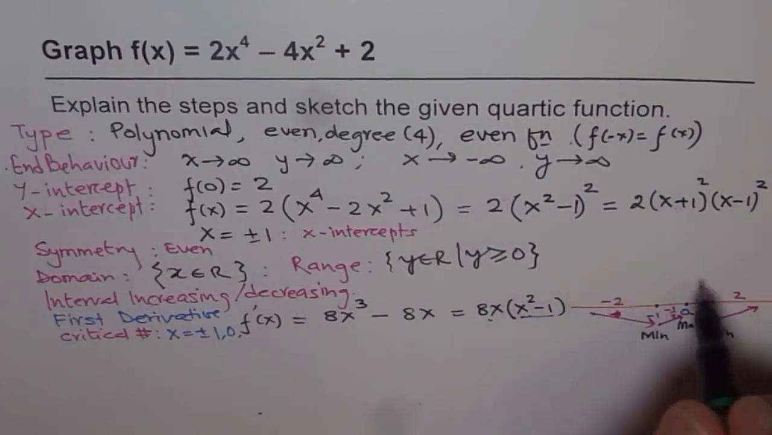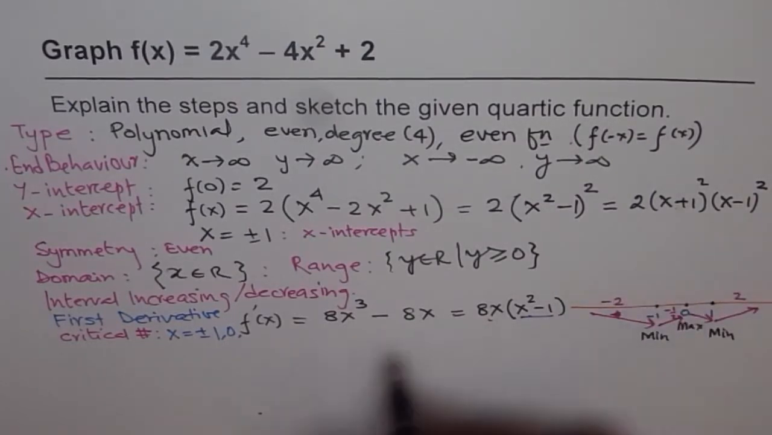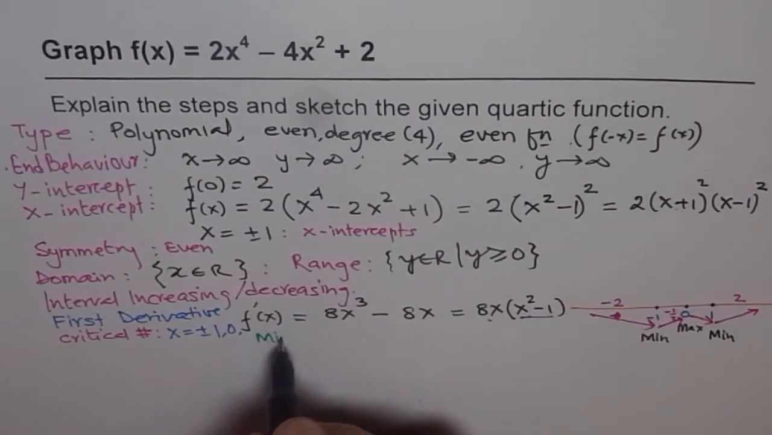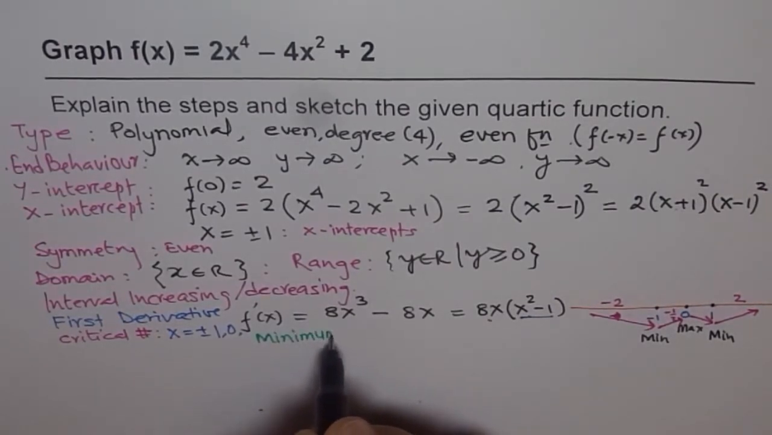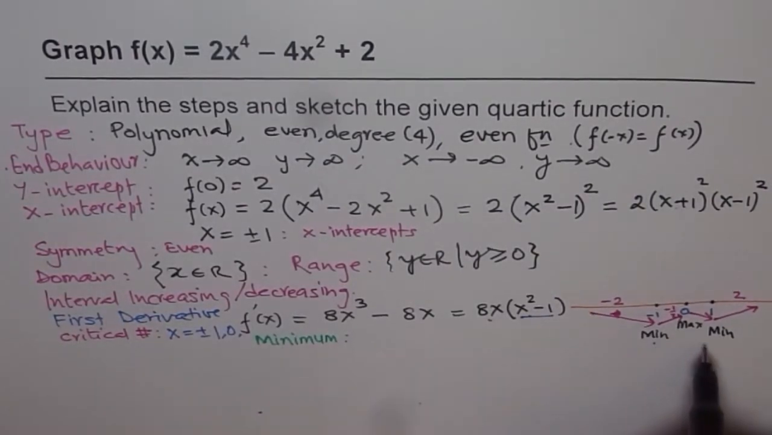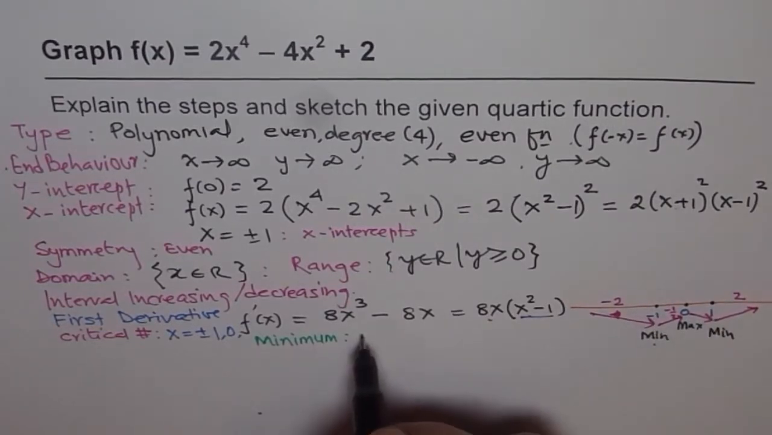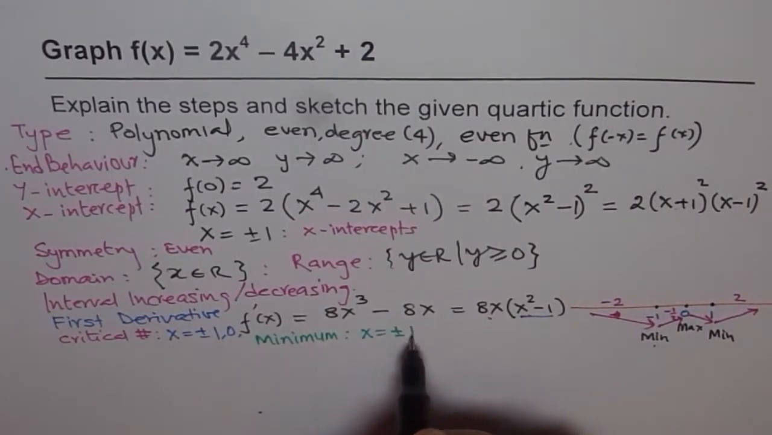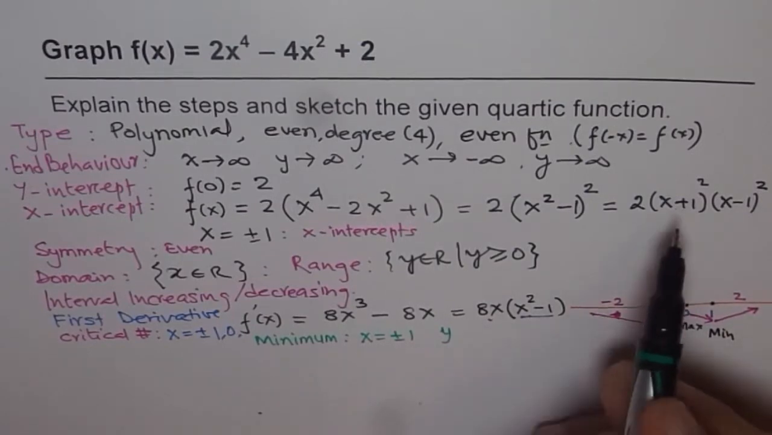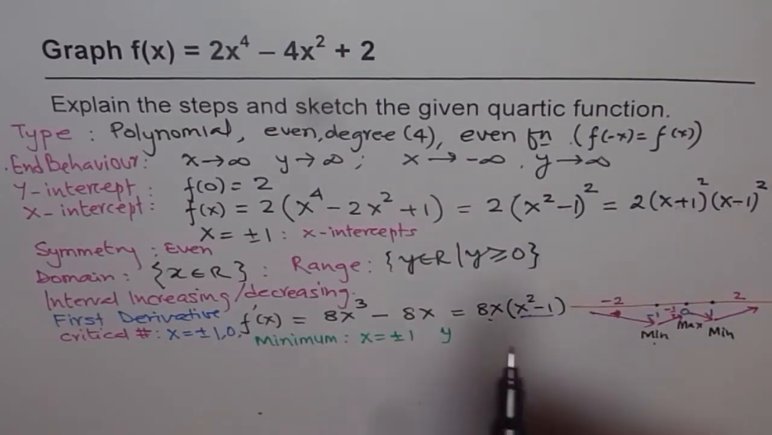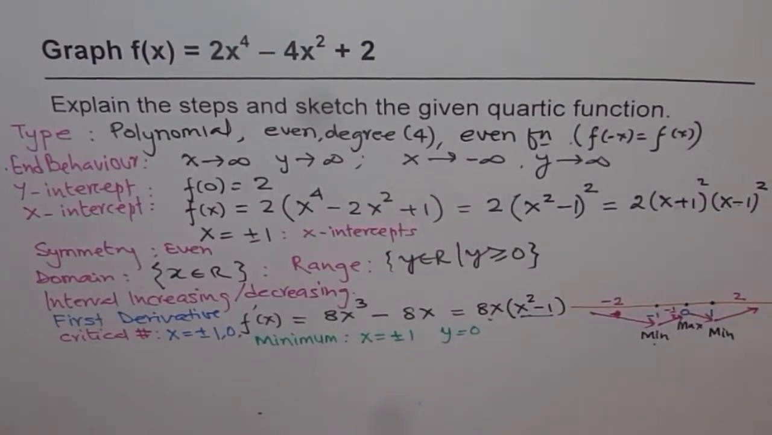So I'll actually draw the graph here. So I'm leaving the space open. We can write here. So we have minimum at these 2 points, which are at plus and minus 1, at x equals to plus and minus 1. And the y value we have seen, if I write plus and minus 1 here, y is 0. So y is 0. That is the minimum value.